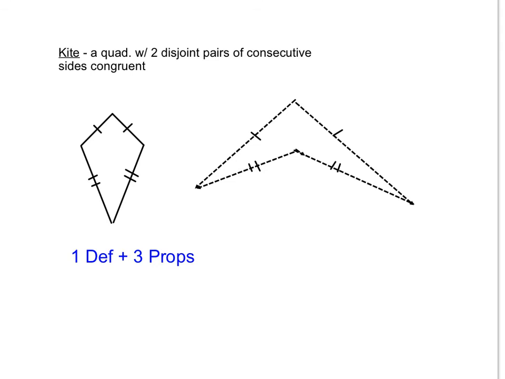A kite is a quadrilateral with 2 disjoint pairs of consecutive sides congruent. If you want to, you can just cross that word out. It's used in every book. I'm not quite sure what disjoint means, but basically what we're saying here is I have 2 sides that are congruent next to each other, 2 pairs, but they're not congruent to each other. So this right here is a kite. These 2 sides right here are congruent. These 2 sides right here are congruent. Believe it or not, this is also a kite. This side is congruent to this side, and this side is congruent to this side. It is just an example of a convex kite. All right?